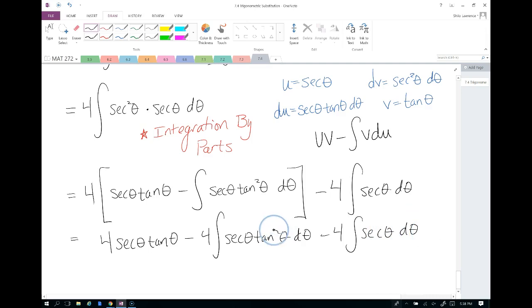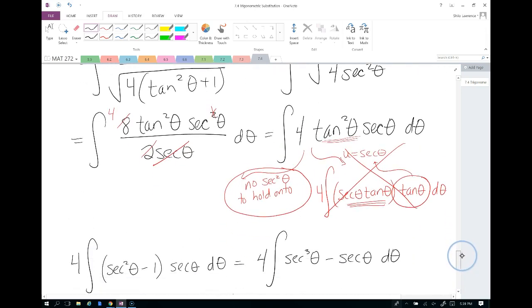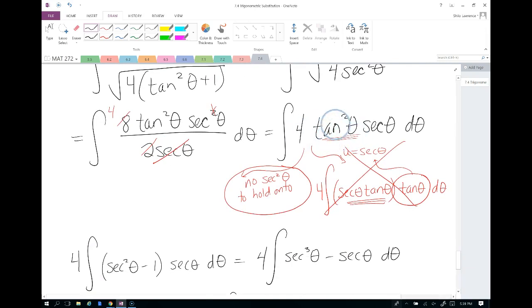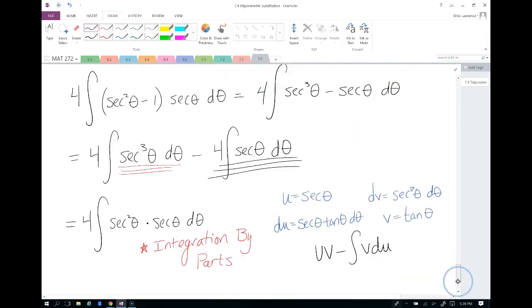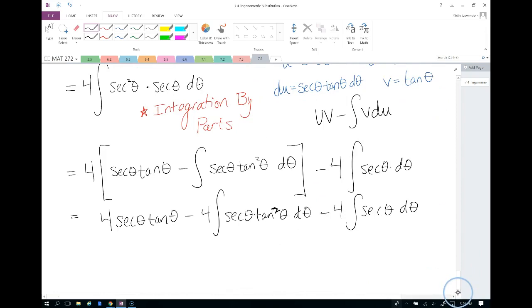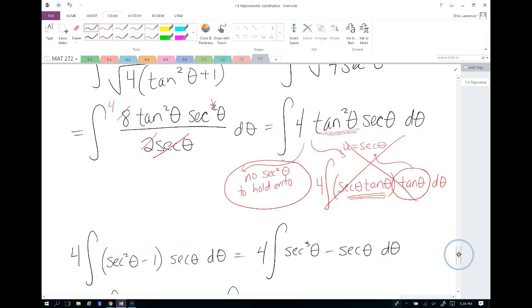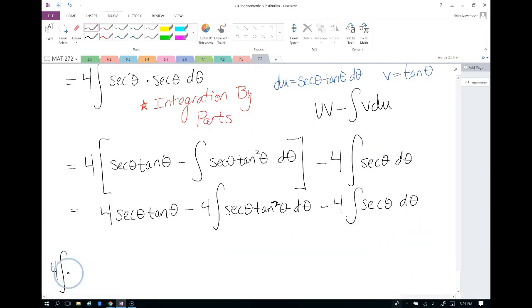Now, the secant theta tangent squared theta, this is actually what the integral started off as when we first switched it all over to trigonometry, remember? Right here, tan squared theta secant theta. So that's what all of this is equal to. All of the simplifying I've done is to figure out what the integral of 4 tan squared theta secant theta simplified down to. And this is what it has simplified down to at this point.